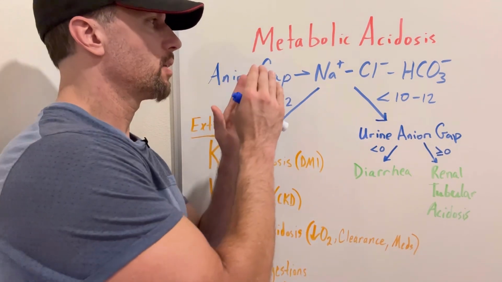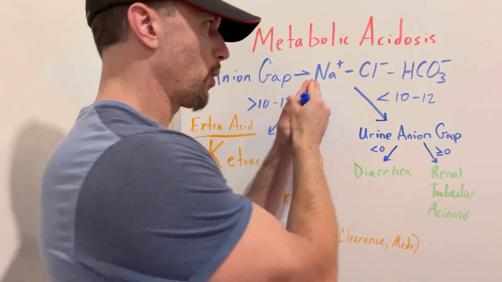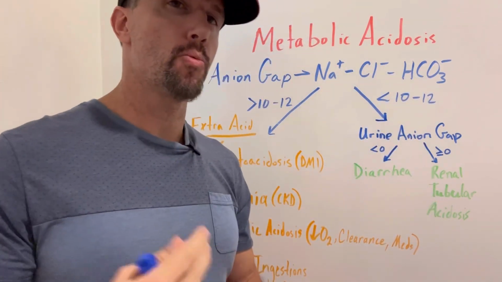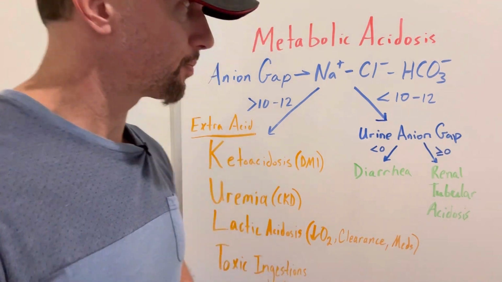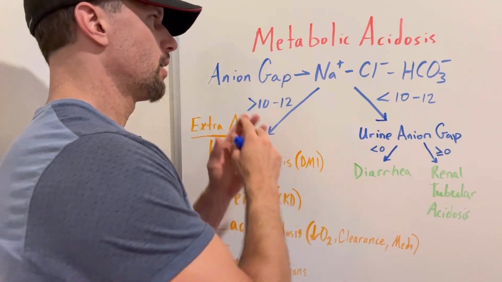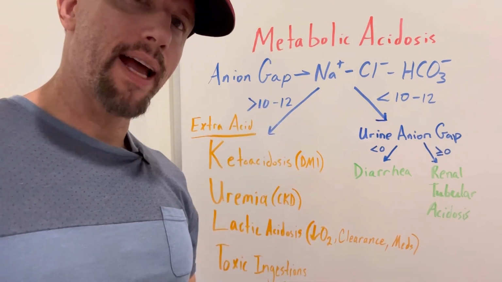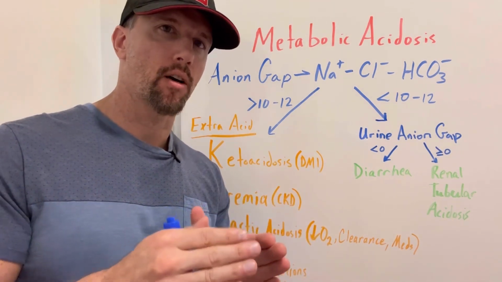So we have the major extracellular cation, which is sodium. And we subtract chloride and bicarbonate from that. That's sort of the two primary extracellular anions. If this number is greater than 10 to 12, we know we have an anion gap metabolic acidosis, and we can start narrowing down our diagnosis.